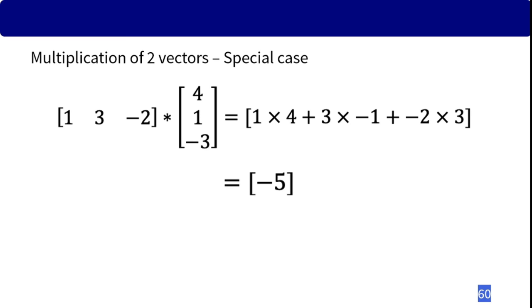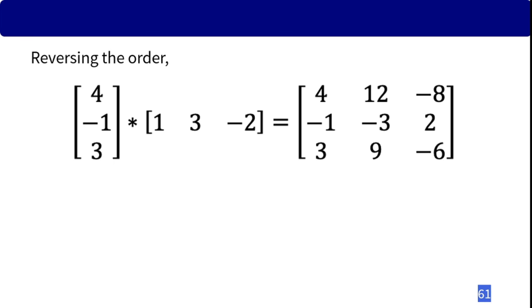So the size of the product is equal to the number of rows of the first and the number of columns of the second. Same here: we have 3 rows and 3 columns in the two matrices, thus we get a 3 by 3 product.